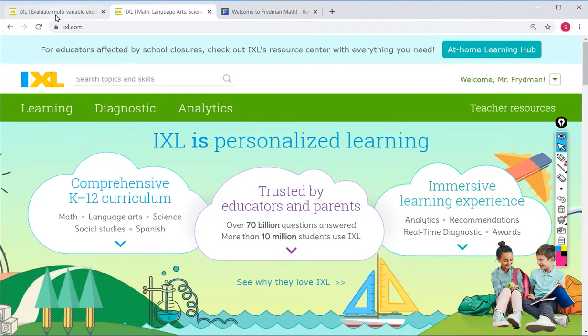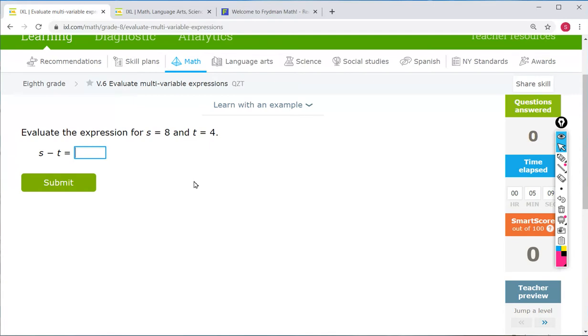So let's go back. That's the wrong one. Let's go back over here. Evaluate the expression for s equals 8 and t equals 4. That means all we have to do is, let me write the expression again. That was s minus t. So s minus t. I'm just going to write it over here. All I'm going to do is plug in 8 for s and 4 for t, and keep the subtraction symbol here.